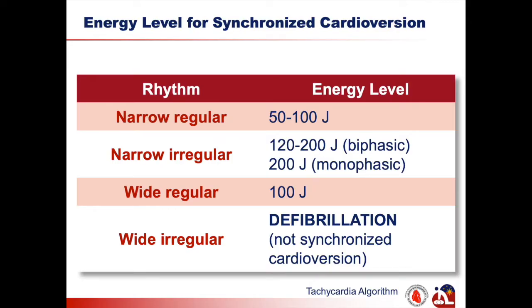For narrow regular rhythm, give 50 to 100 joules. For narrow irregular rhythm, give 120 to 200 joules when using biphasic machines, and 200 joules for monophasic machines. For wide regular rhythms, give 100 joules. For wide irregular rhythms, defibrillation is done instead of synchronized cardioversion.